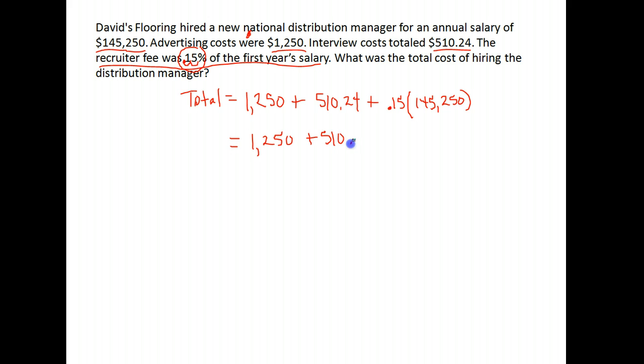The first thing we're going to have to do is figure out what 15% of the salary is. So go ahead and use a calculator or by hand and do 0.15 times 145,250, and I get $21,787.50.